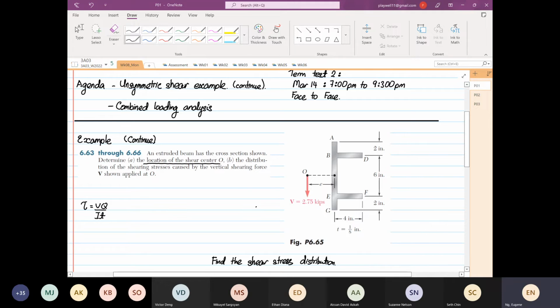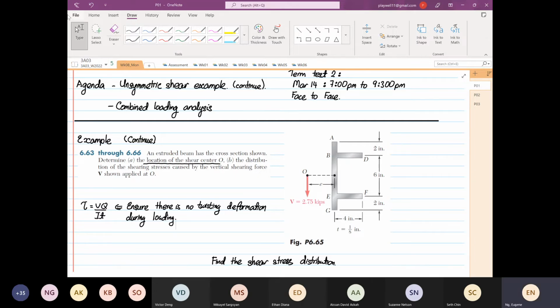And in order to apply this formula, we have to ensure there is no twisting deformation during loading. Okay, just to recap, if we were to construct our centroid, I'm just going to sketch our centroid.